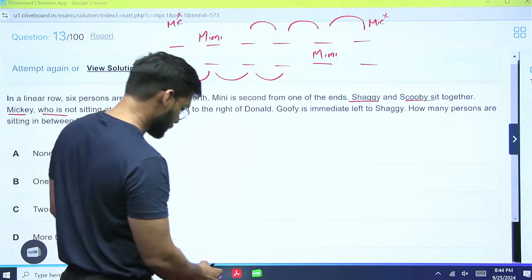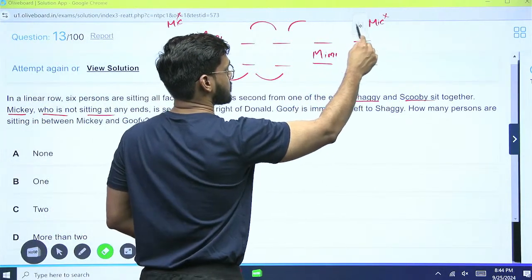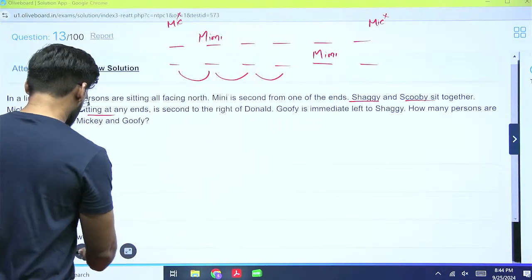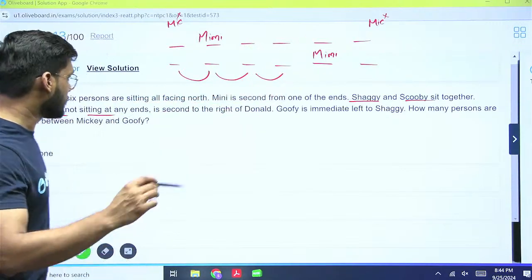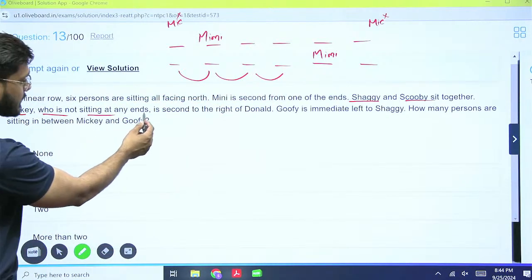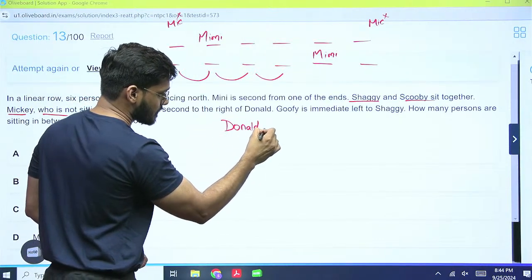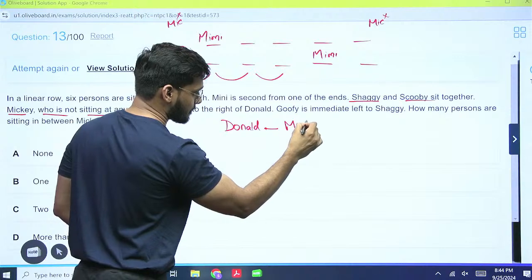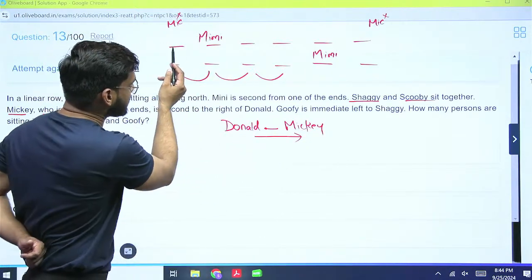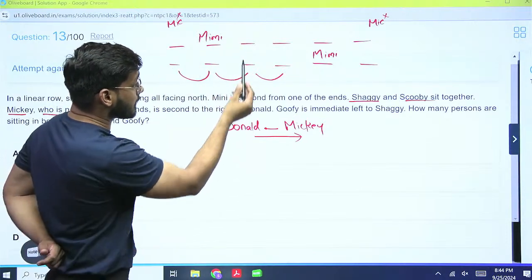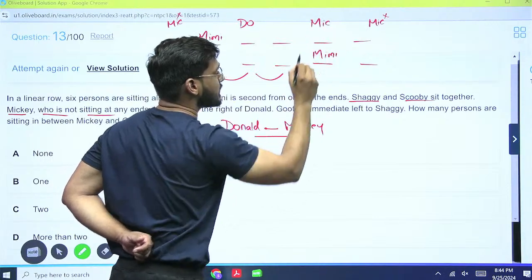Now let me tell you one more thing. Mickey is sitting second to the right of Donald. We are all aware that Mickey is not sitting at the end, but Mickey can come at all these three positions. And Mickey, who is not sitting at any end, is second to the right of Donald. It means Donald, and after that Mickey, like this. Now let's see. If we are fixing Donald over here, then Mickey will come over here for sure. There is no doubt in that.